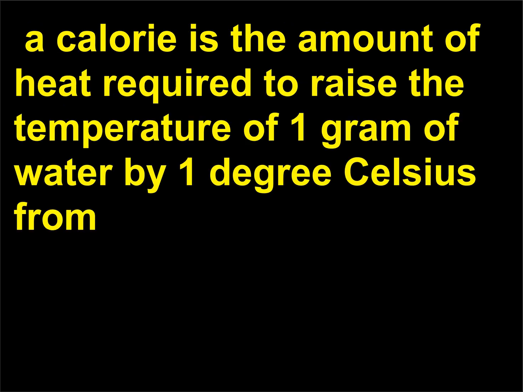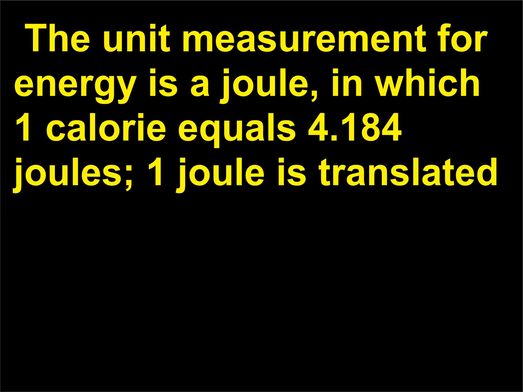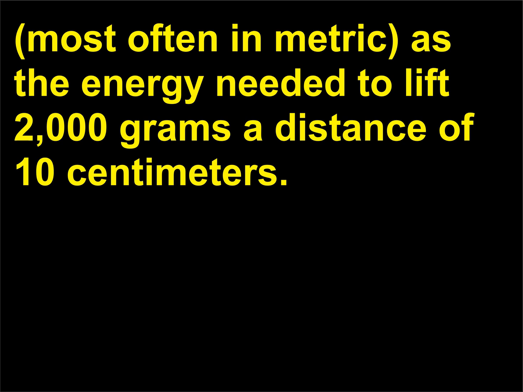a calorie is the amount of heat required to raise the temperature of 1 gram of water by 1 degree Celsius from a standard initial temperature at a pressure of 1 atmosphere, sea level. The unit measurement for energy is a joule, in which 1 calorie equals 4.184 joules. 1 joule is translated most often in metric as the energy needed to lift 2000 grams a distance of 10 centimeters.